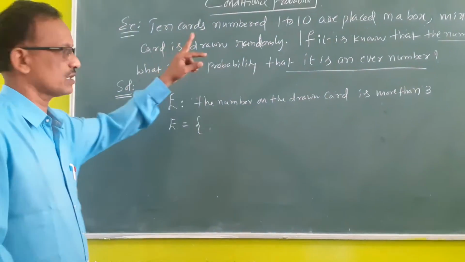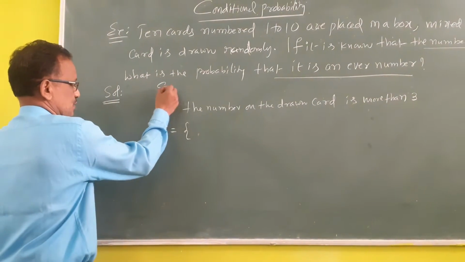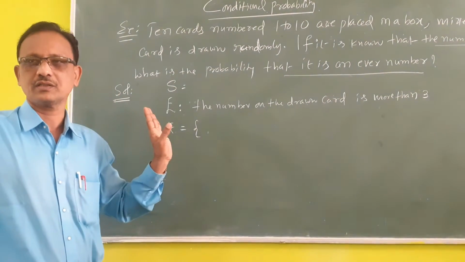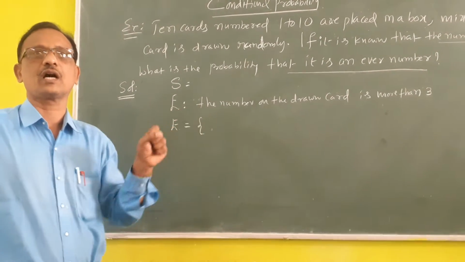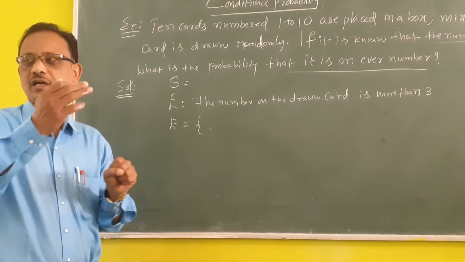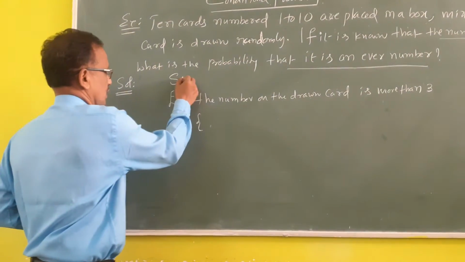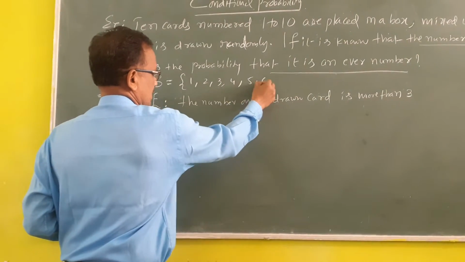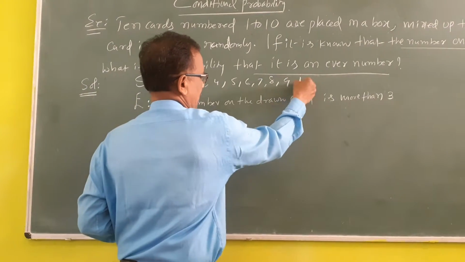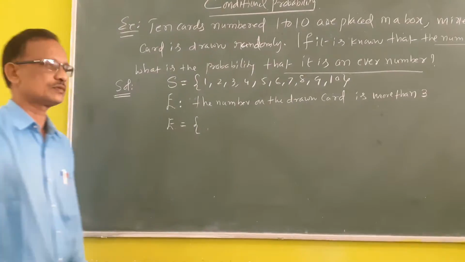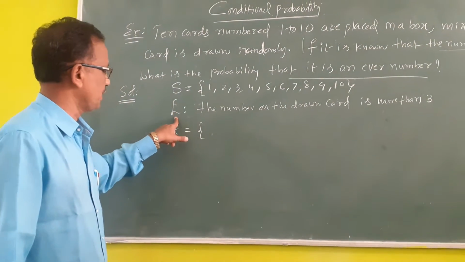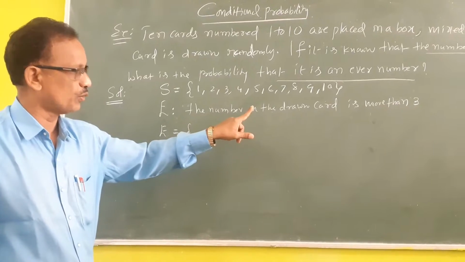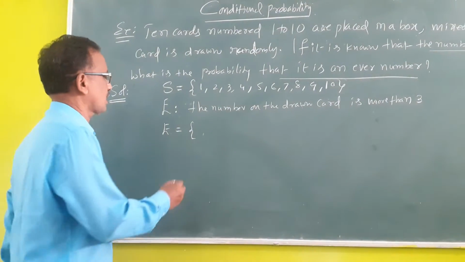Okay. In this, the first thing is the sample space. How many cards are there? 1 to 10. So the experiment is taking one card after mixing all the cards. So in the sample space, the card may be 1 or 2 or 3, 4, 5, 6, 7, 8, 9, 10. Right. So E is the event. This is one event: the number on the drawn card is more than 3.